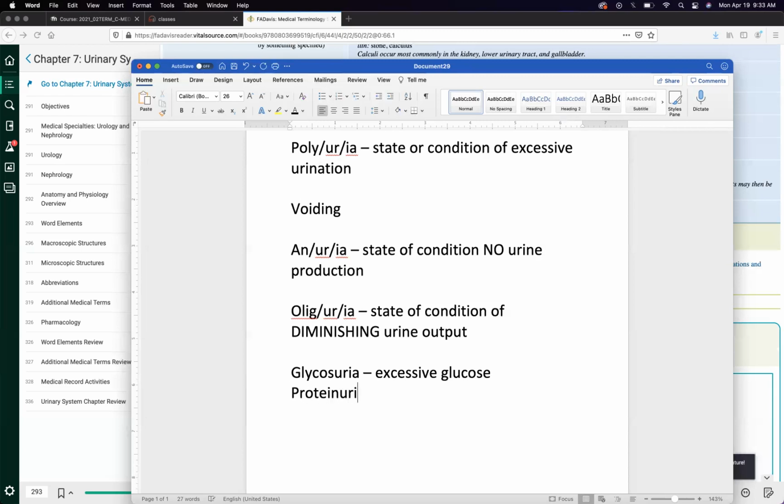Proteinuria. That's excessive protein. You shouldn't be eating tons of protein, right?